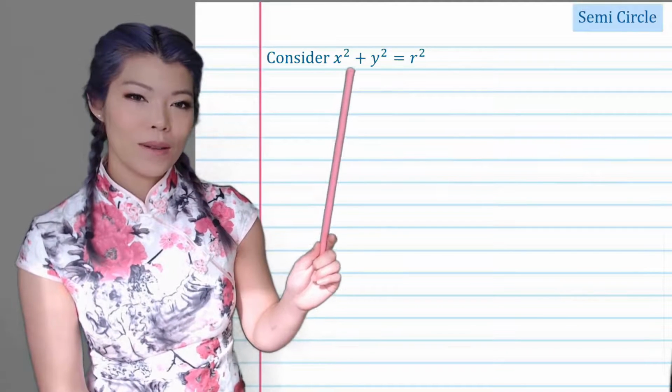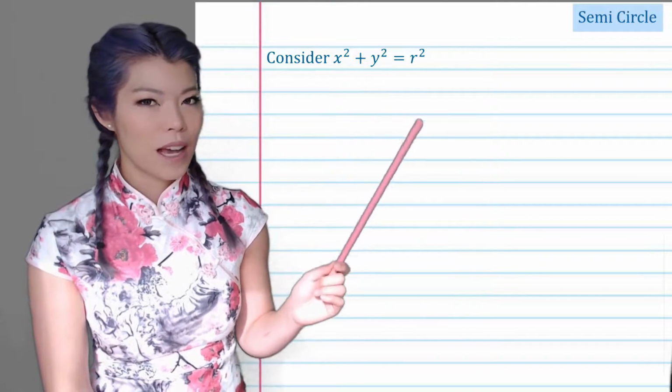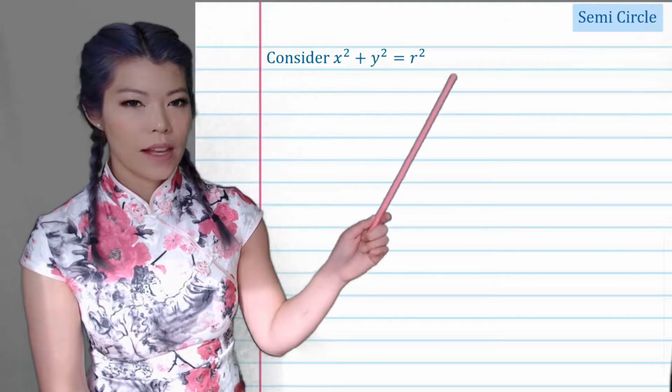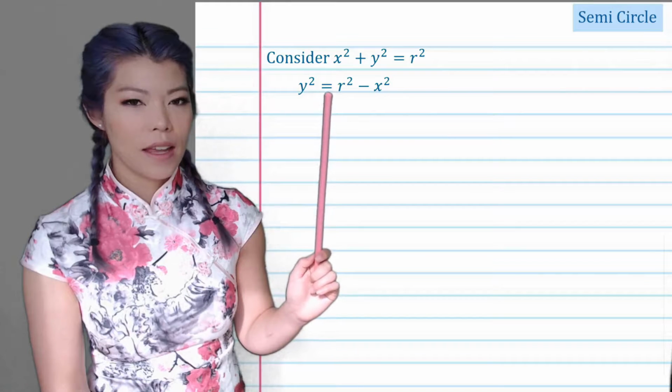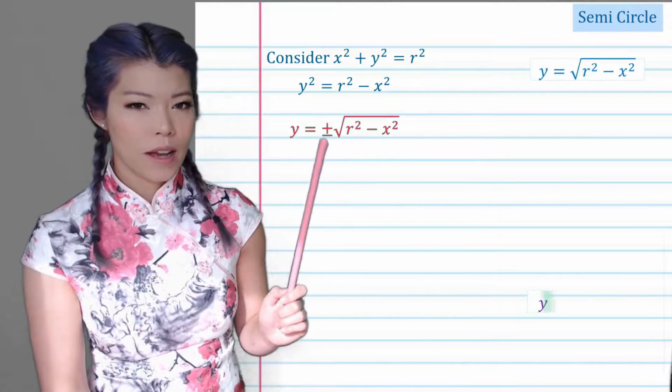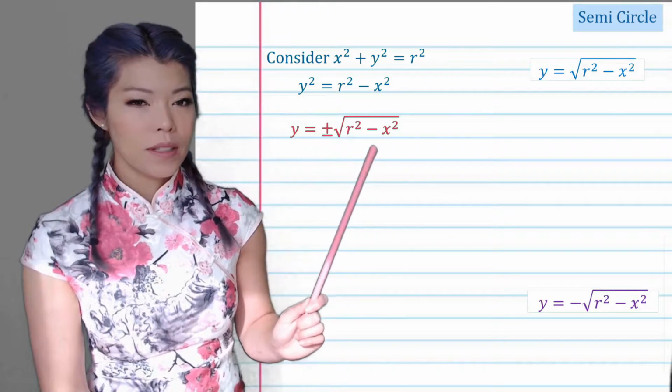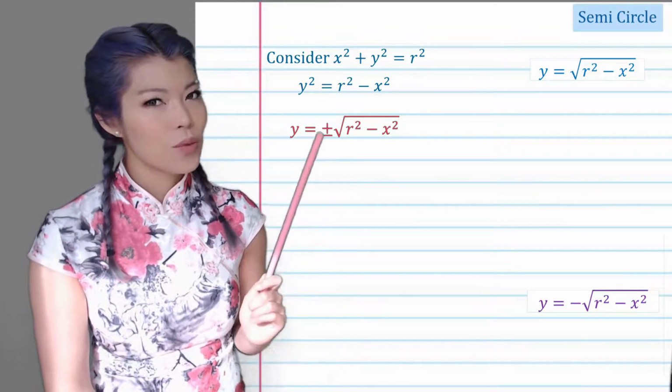Remember circles? They look like x squared plus y squared equals r squared. What happens if we get y by itself? So moving the x squared to the other side and then square rooting both sides, plus or minus, we would get this equation. There's a positive and a negative side. Can you guess what they look like?